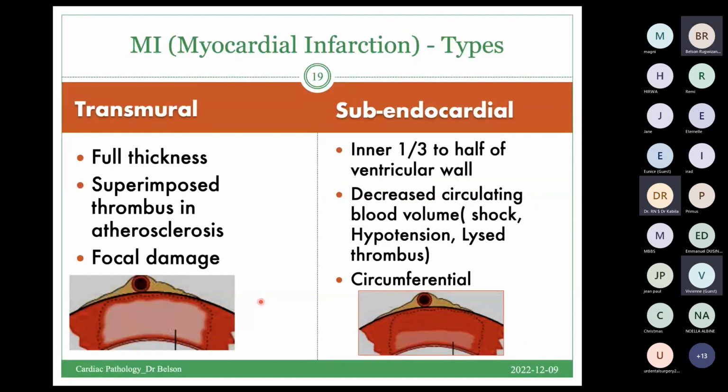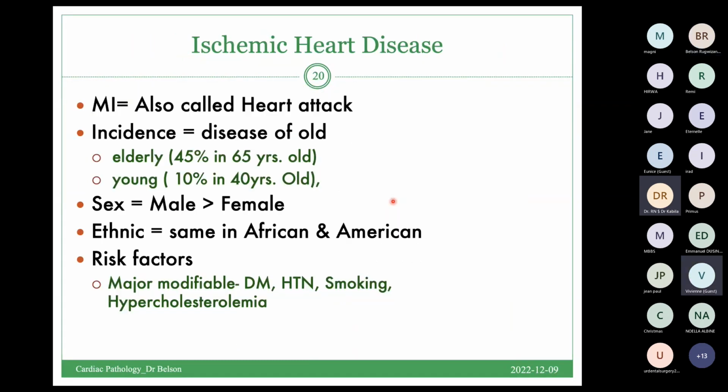So myocardial infarction can be transmural, or it can affect a small area, such as when it affects the inner third or half of the ventricular wall near the endocardium. So this is subendocardial myocardial infarction, whereas this is transmural myocardial infarction. And the causes here and the consequences you have read there.